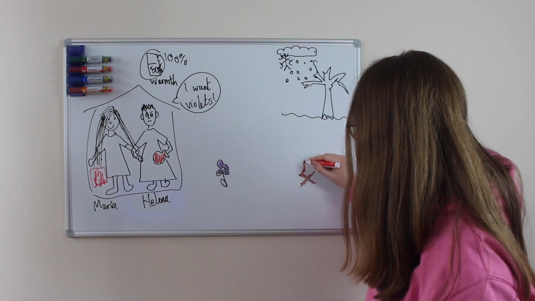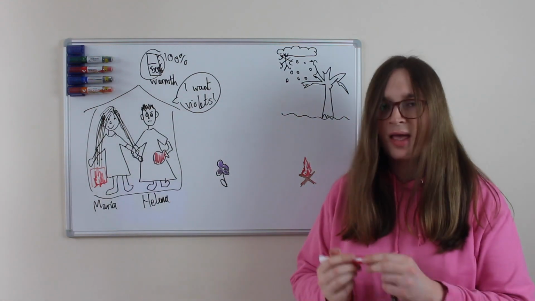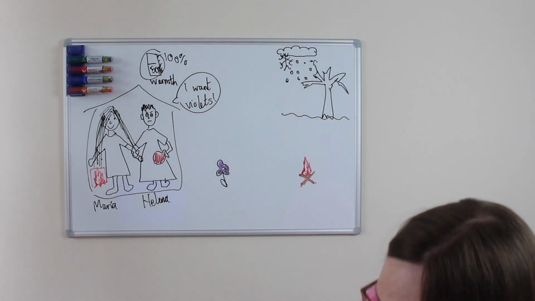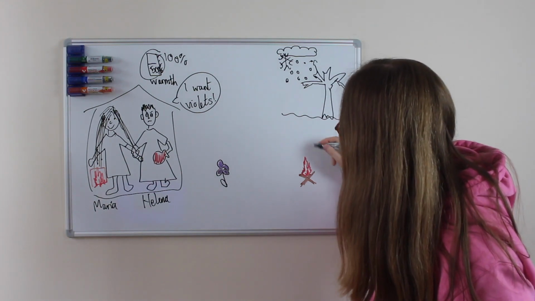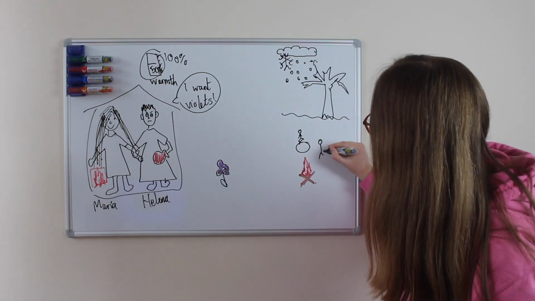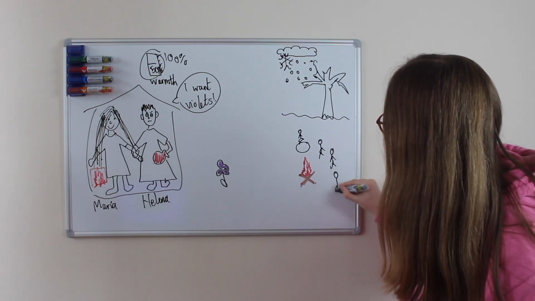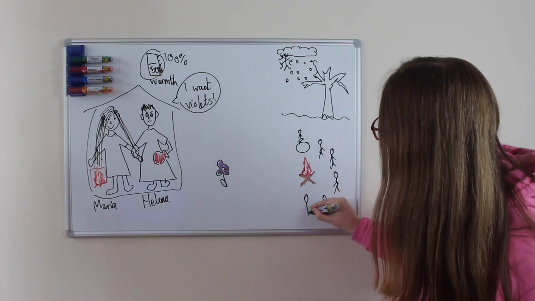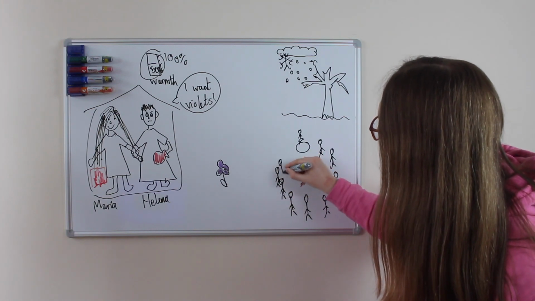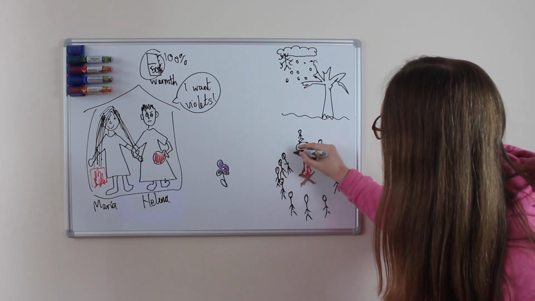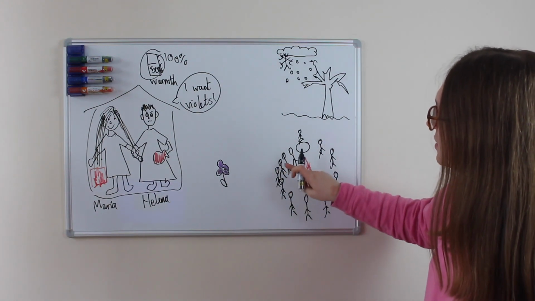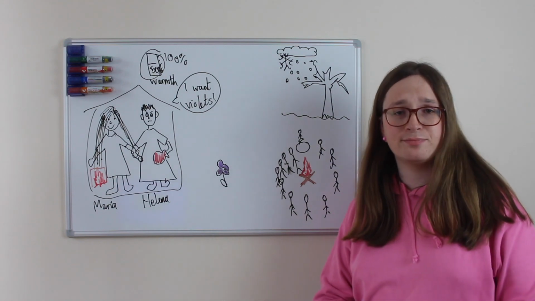A small fire. And around the fire were 12 men. One, two, three, four, five, six, seven, eight, nine, ten, eleven, twelve. There were 12 men, okay?